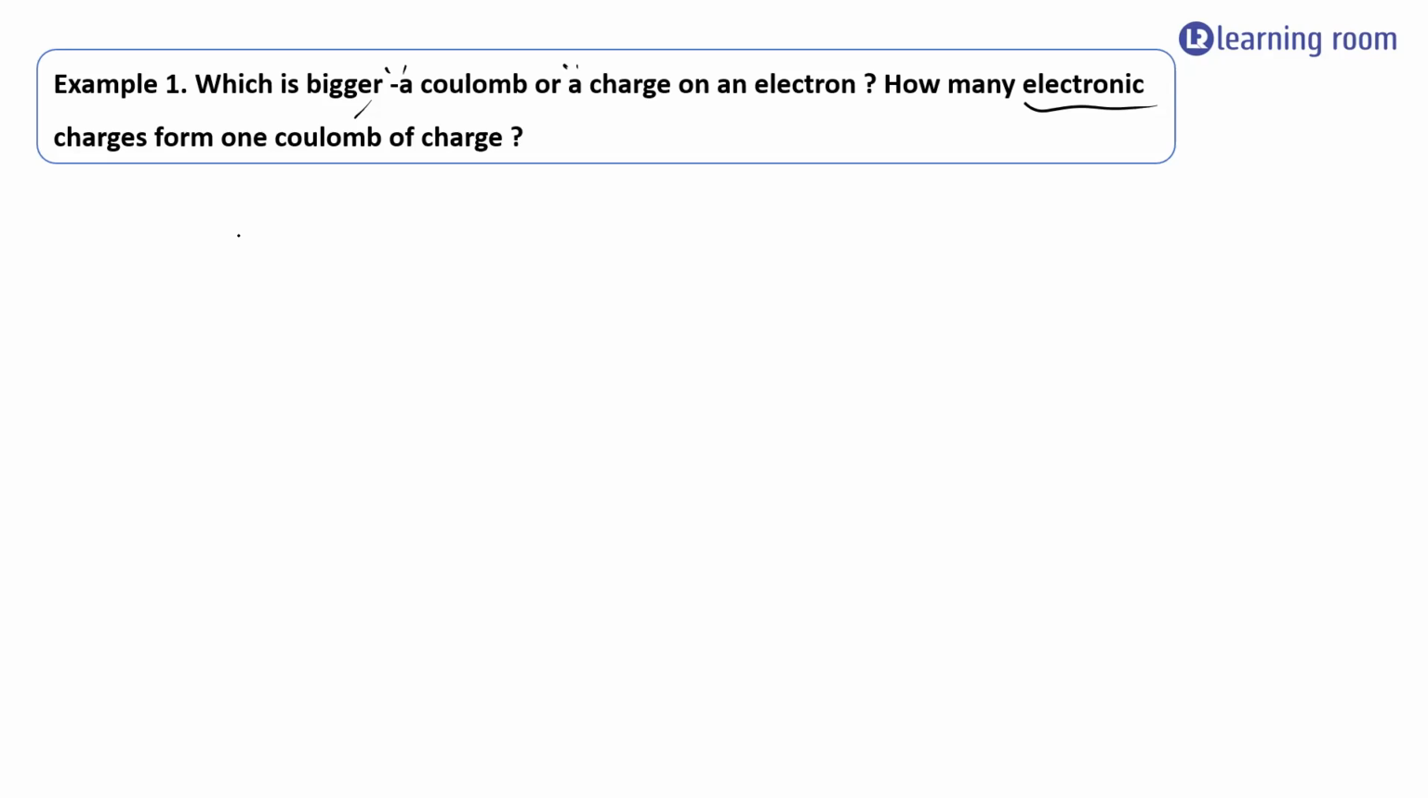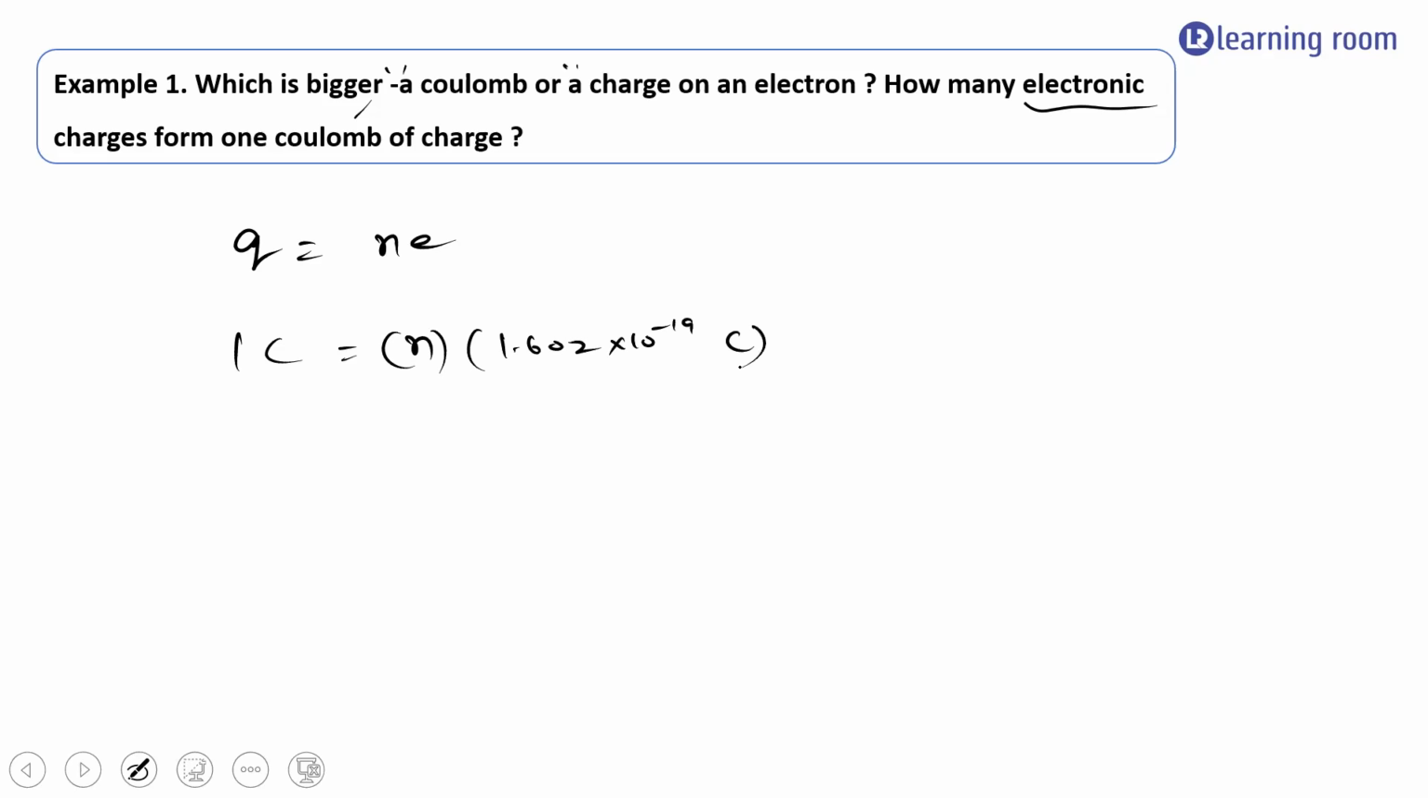Okay. So I'll do the second part. Q is equal to N into E. Q is 1 coulomb. 1 coulomb is equal to the number of electrons, I'll take it as N, into the charge of each electron, which is 1.602 into 10 power minus 19 coulomb. So N will be equal to how much? 6.25 into 10 power 18. So 6.25 into 10 power 18 electrons constitute to generate 1 coulomb of charge.